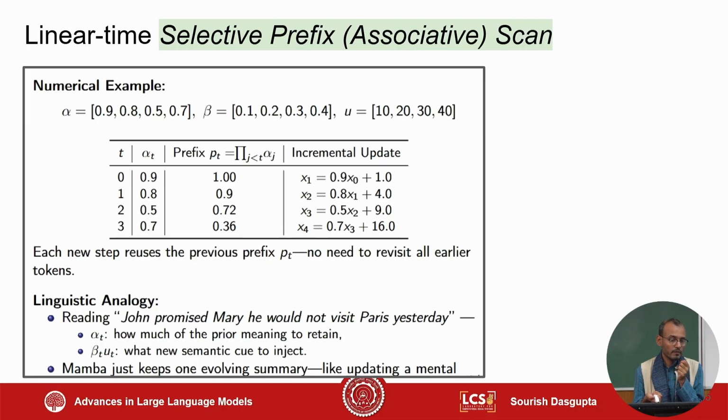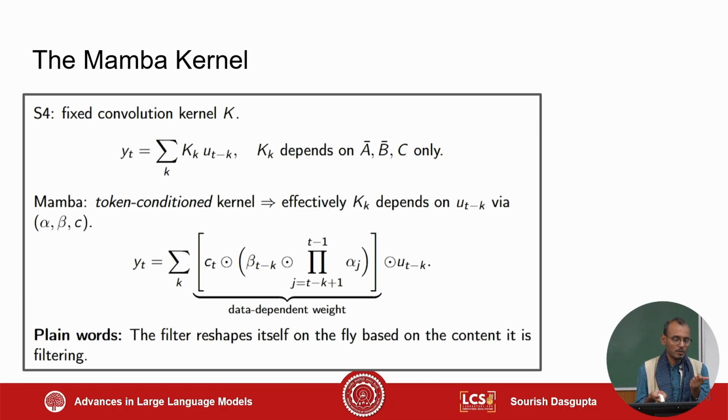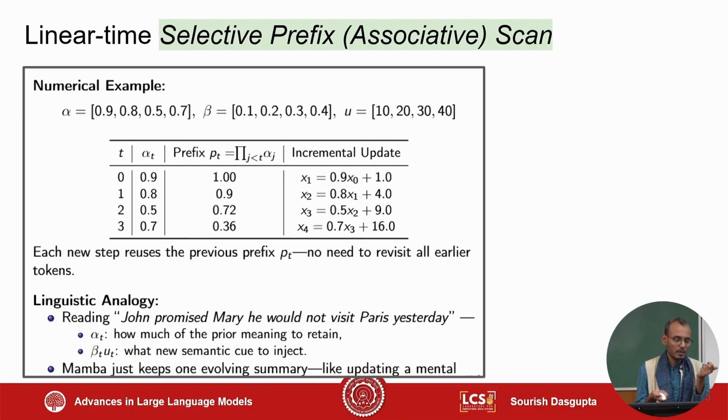And then let's say at time 0.1, when the new token comes in, alpha t is 0.8 at that time, which is the forget gate is 0.8. Your previous prefix was 0.9. You just look that up. So you don't have to look at everybody before you. You just look at whatever happened in the previous time step, right? So that's what makes this linear time.